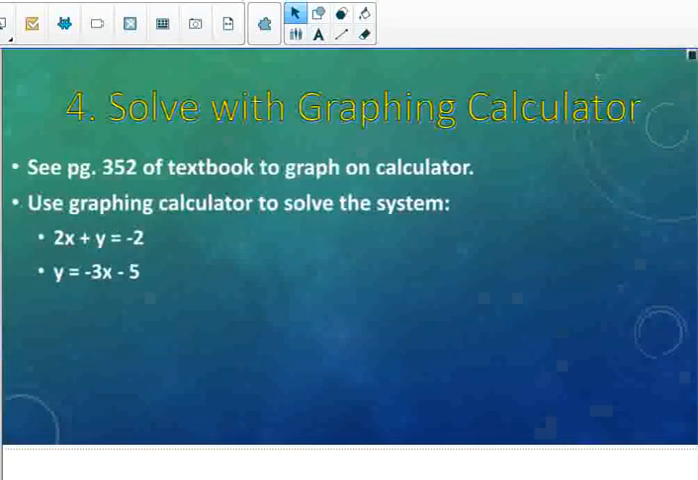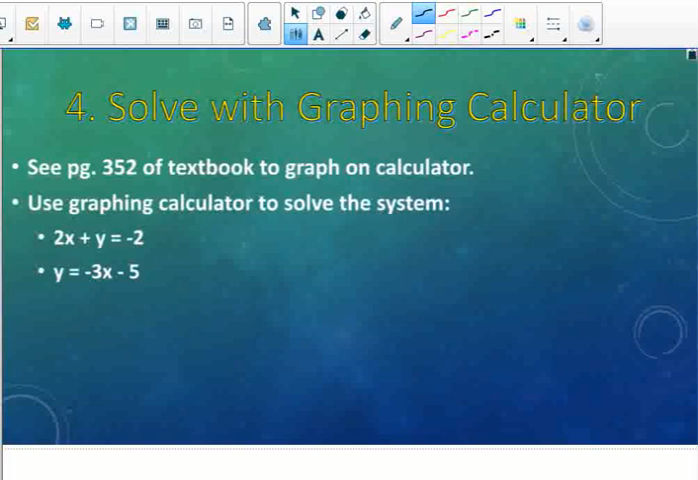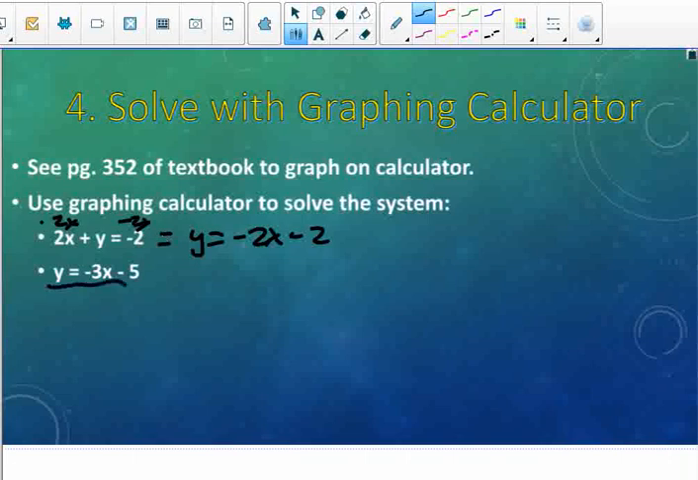Next one, here we're going to do the same thing. Use our graphing calculator on here. But first, let's put these in y equals mx plus b. So I need to subtract 2x on both sides. So I have y equals negative 2x minus 2. And this one's already y equals negative 3x minus 5.